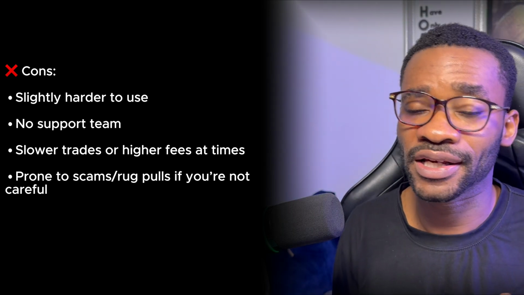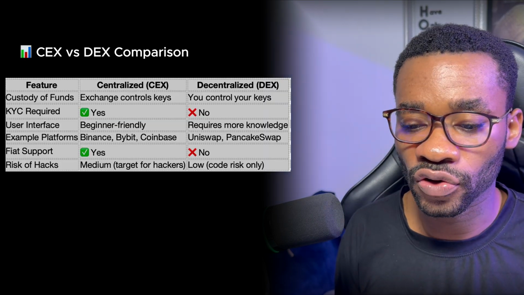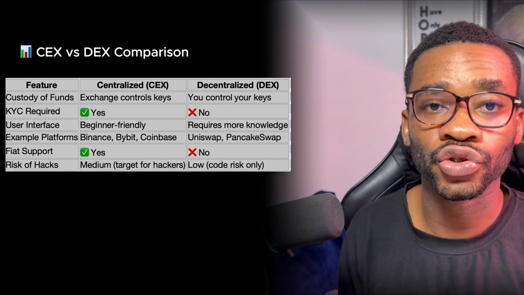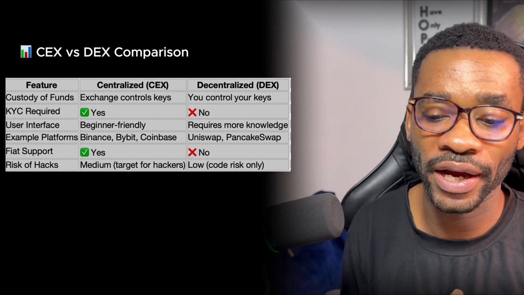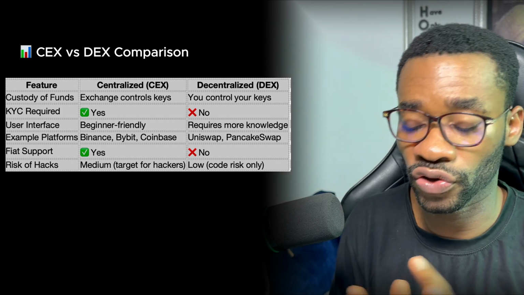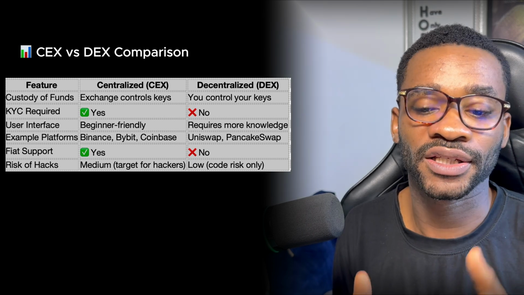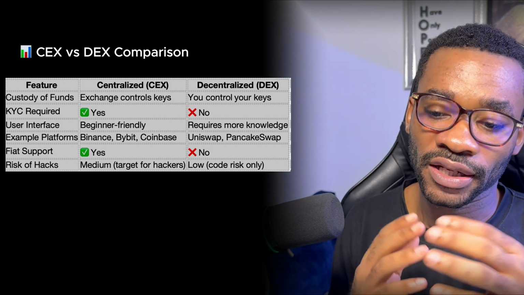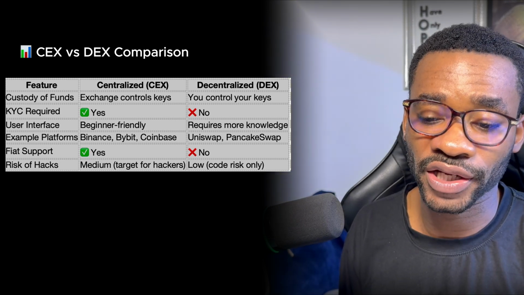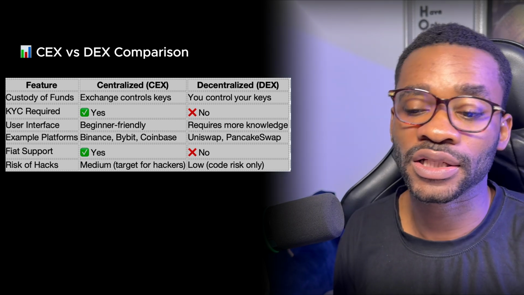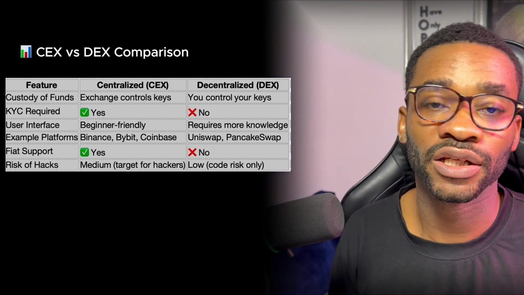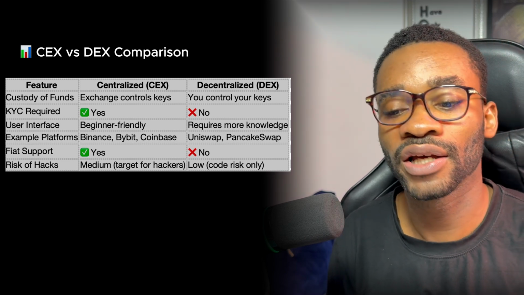So what is the CEX and DEX comparison? When it comes to custody of funds, on a centralized exchange, the exchange controls your keys. On a decentralized exchange, you control your keys. When it comes to KYC requirements, a centralized exchange requires KYC, while a decentralized exchange does not. For user interface, centralized is beginner friendly, while a decentralized exchange requires more knowledge to use. When it comes to fiat support, a centralized exchange supports fiat currency deposits, and a decentralized exchange doesn't support fiat currency deposit or swapping.